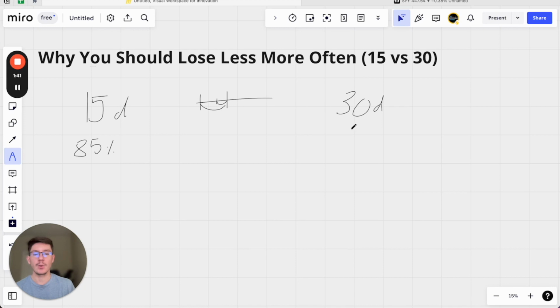Now for a 30 delta, what's our win rate? Well, 100 minus 30, we're going to get a 70% win rate. So you see here there's a 15% difference in win rate. Okay, we know that so far.